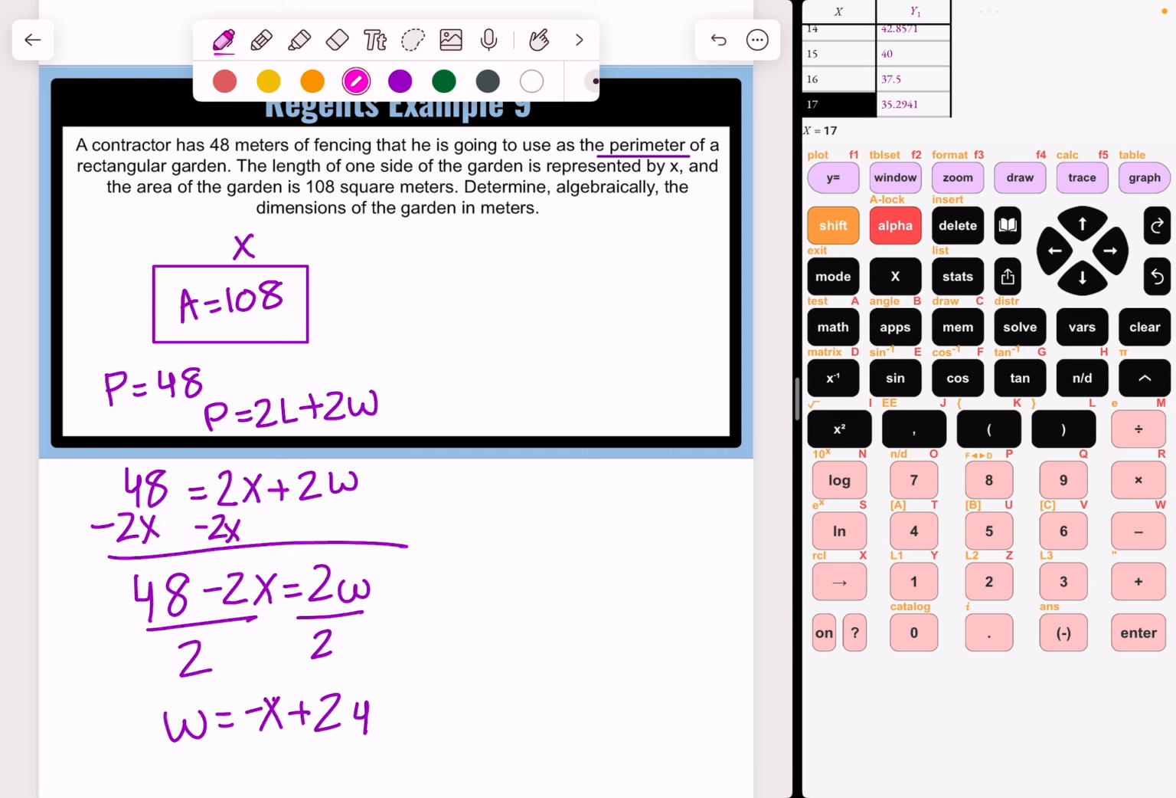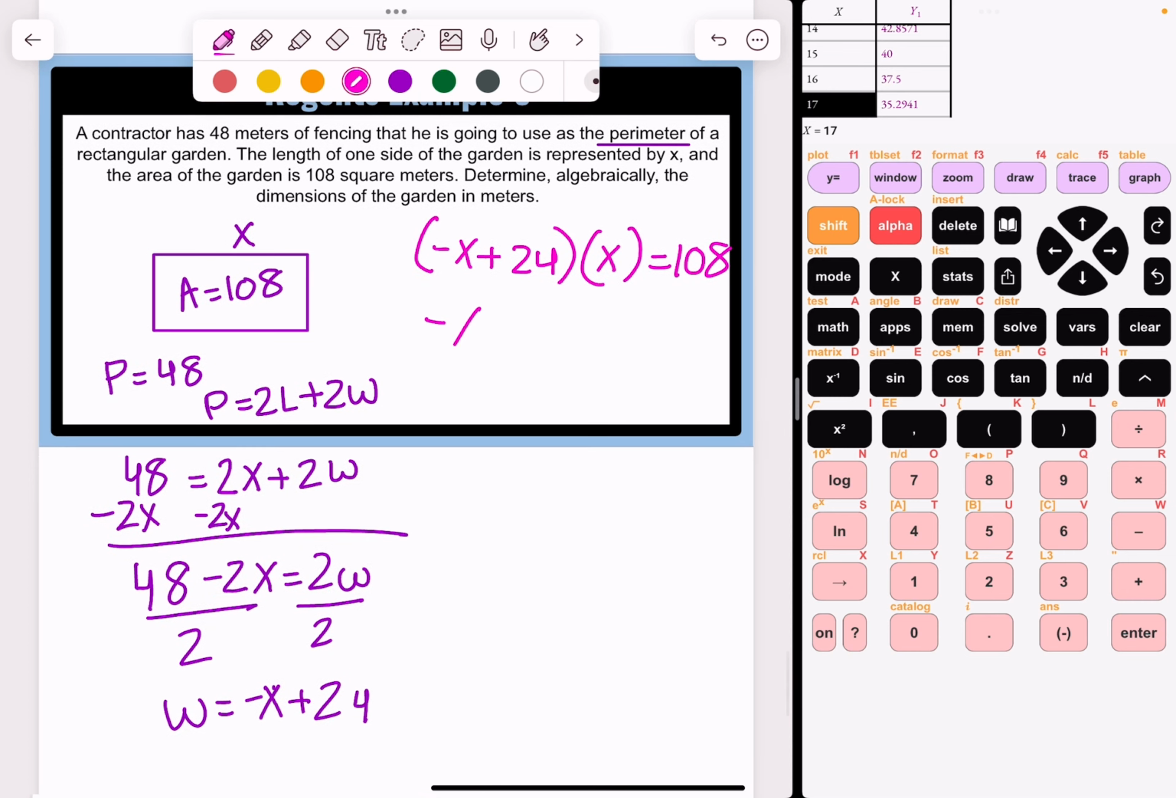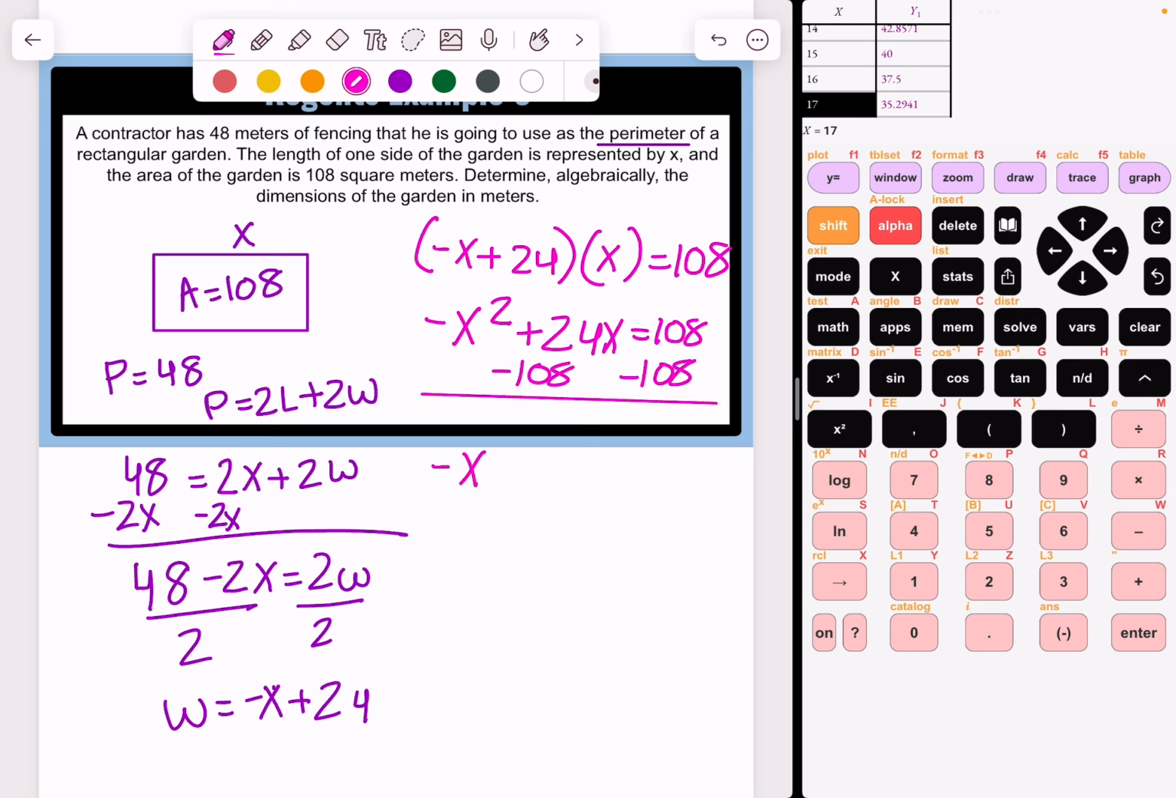Alrighty, so now we have that my width is negative x plus 24, and my length is x, which equals 108. So this is going to end up giving us negative x squared plus 24x. Now, what are we going to do? Let's subtract the 108. We get negative x squared plus 24x minus 108 equals 0.